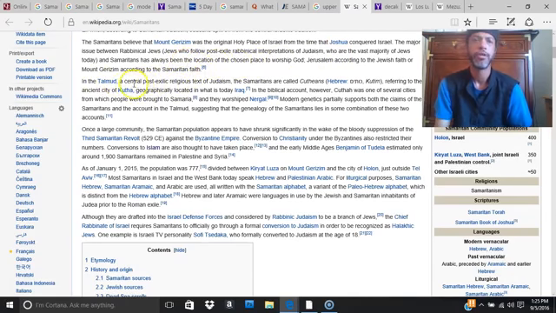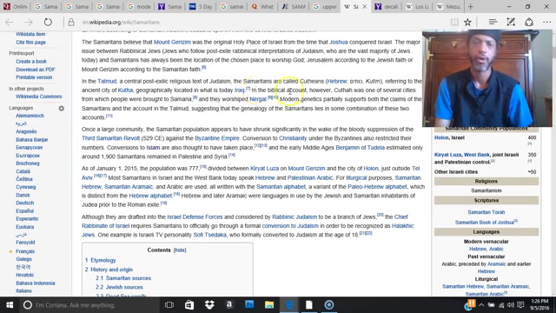In the Talmud, the central post-exilic religious text of Judaism, the Samaritans are called Cuthites, referring to the ancient city of Kutha, geographically located in what is today Iraq. Pardon me.